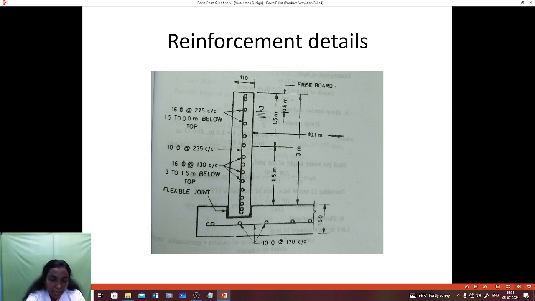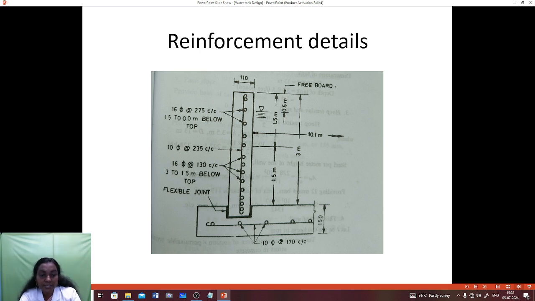This is the base slab. Base slab value is 150 mm. We know the value. Then the thickness of the wall. What is the thickness of the wall? This is the thickness of the circular water tank. This is 110 mm. The vertical reinforcement is 10 mm diameter bar at 235 mm centers to center. Now the steel in main reinforcement, like a horizontal bar.